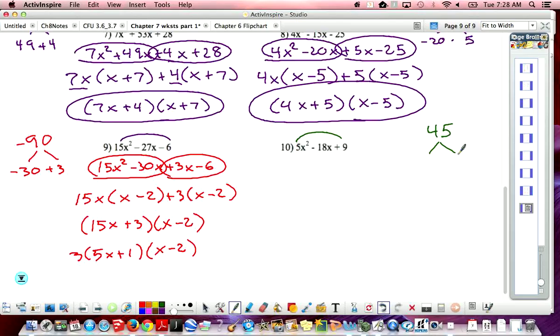Well, let's see. Wow, I might have had one on here that actually does not work. Factors of 45 are just 1, 5, 9, and 45. So lo and behold, not factorable. I must have made a mistake on this. Should have made that negative 14 to make sure that it works nicely. So I'll probably make a note to skip number 10.